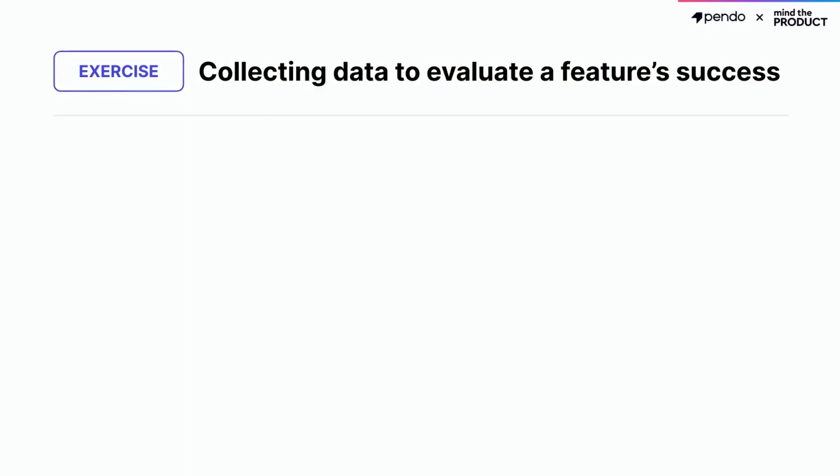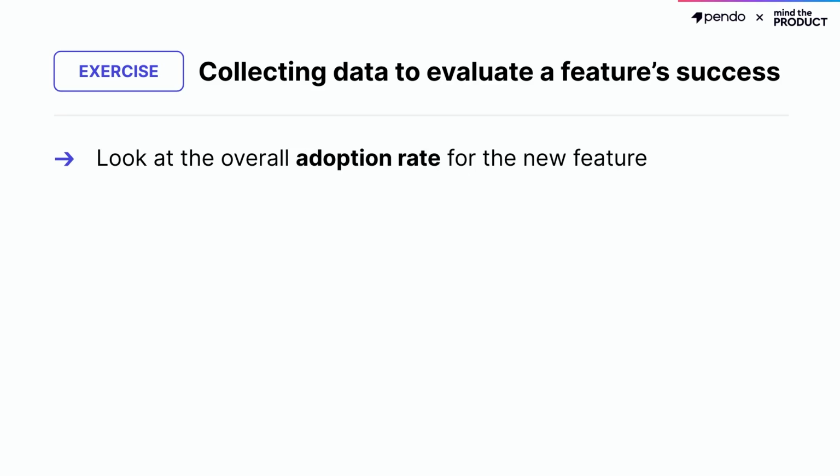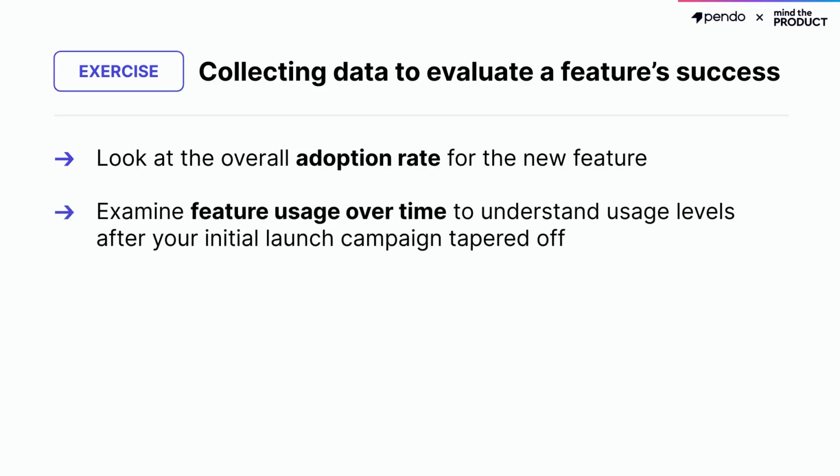We'll start with quantitative data. If you have access to product analytics data, this is the best place to start. First, look at the overall adoption rate for the new feature. It's also helpful to examine feature usage over time to understand usage levels after your initial launch campaign tapered off.